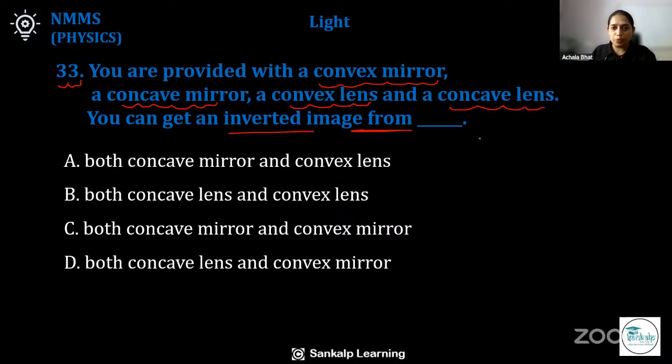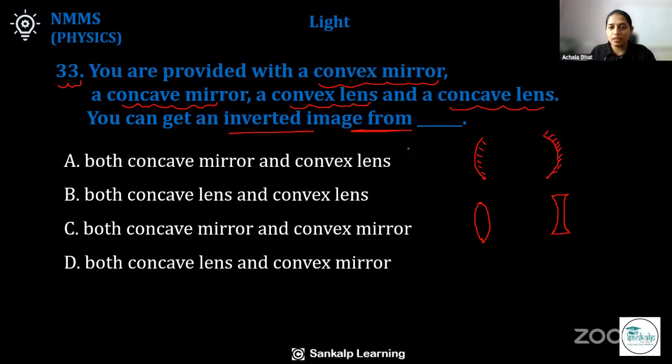See, convex mirror. This bulge part, when it is the reflecting part, we call it a convex mirror. Concave mirror. This caved part. This is a concave mirror. This is the reflecting surface. Then convex lens. This is a convex lens. And this is a concave lens, which is thinner at the center. But, sorry, convex lens is thicker at the center.